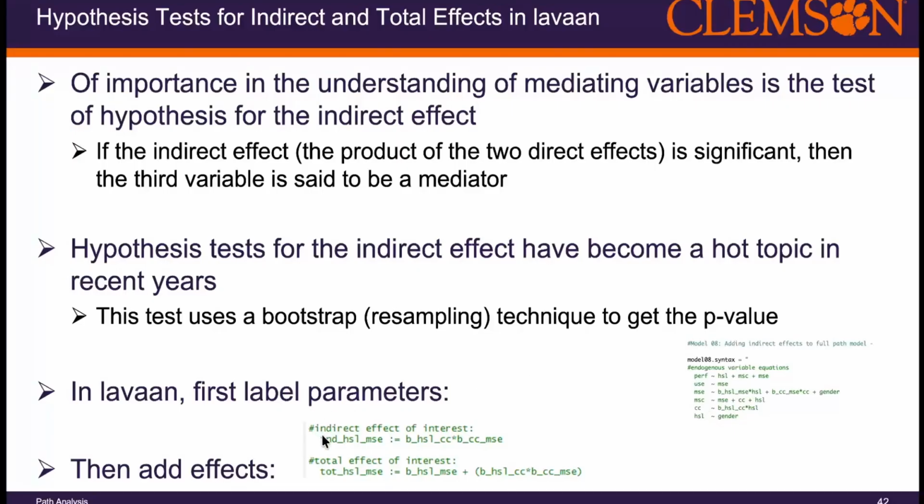Now with that, in lavaan, we can define a new parameter or variable that we will estimate and get a hypothesis test for, by the colon-equal syntax. So we give it a name. This is the indirect effect of high school math on math self-efficacy. That is the product of those two direct effects, the slope of high school on college and the slope of college on math self-efficacy. And then the total effect, which I'm defining as TOT HSL MSE, that is the original slope, the direct effect of high school on math self-efficacy, plus the indirect effect itself.